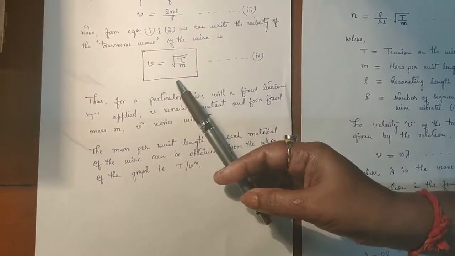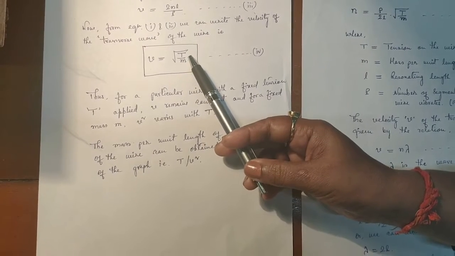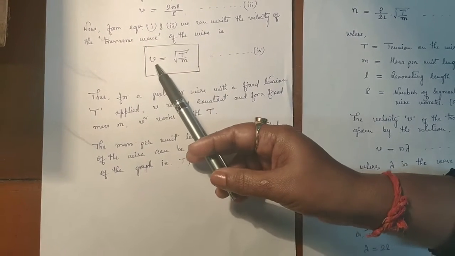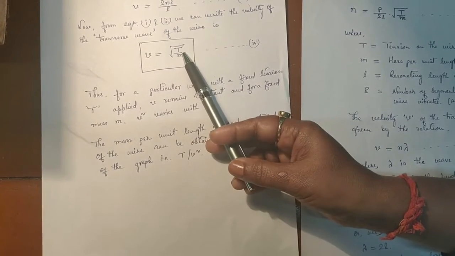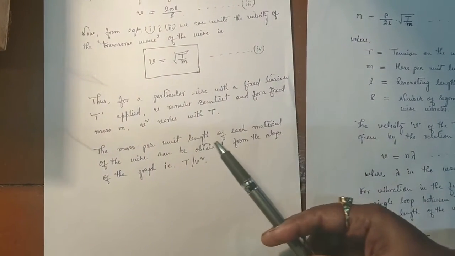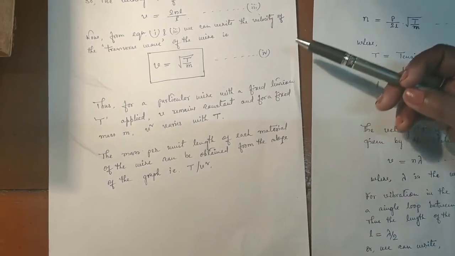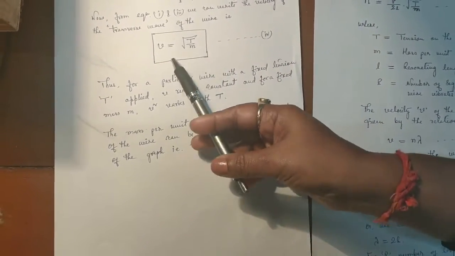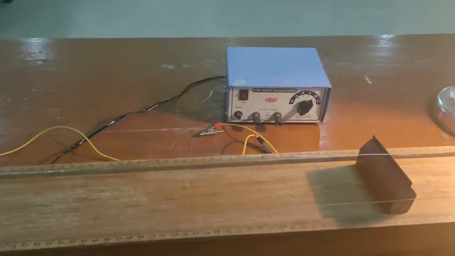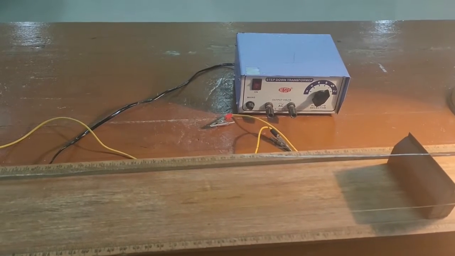Thus for a particular wire with a fixed tension T applied, v remains constant, and for a fixed mass M, v square varies with T. So the mass per unit length of each material of the wire can be obtained from the slope of the graph, that is T versus v square. Now let's start the procedure, how to perform the experiment.